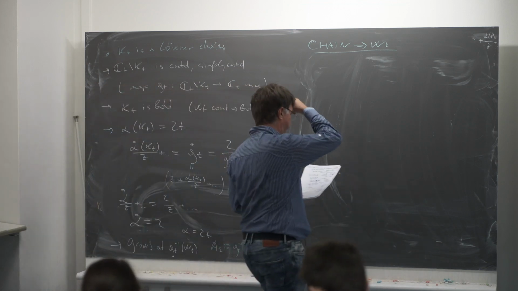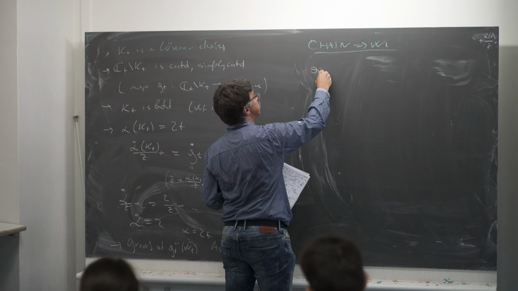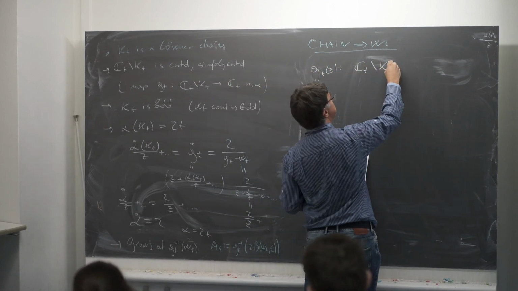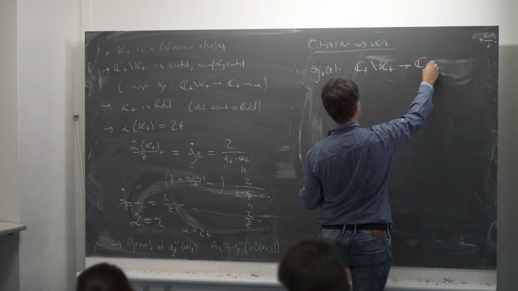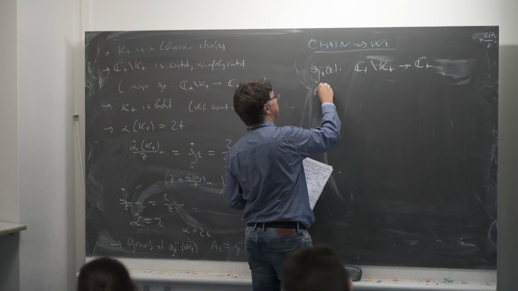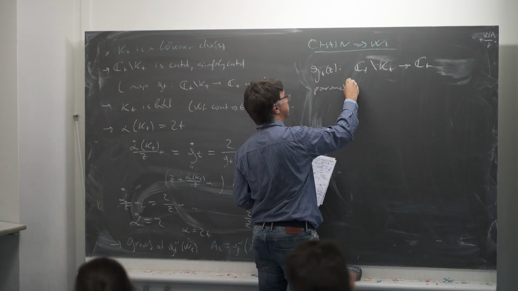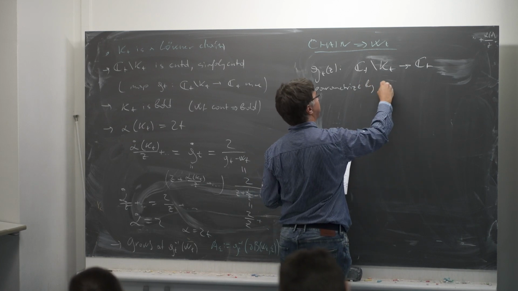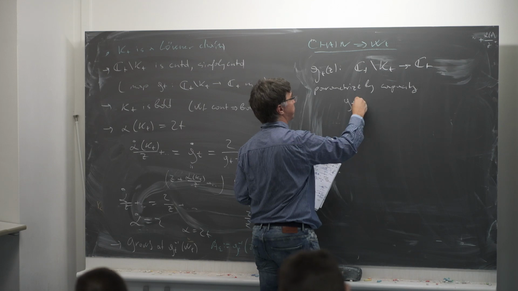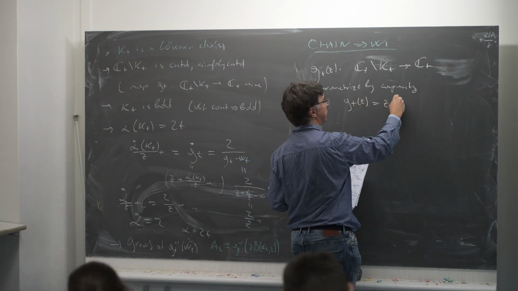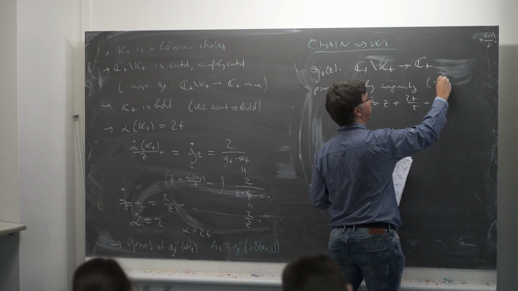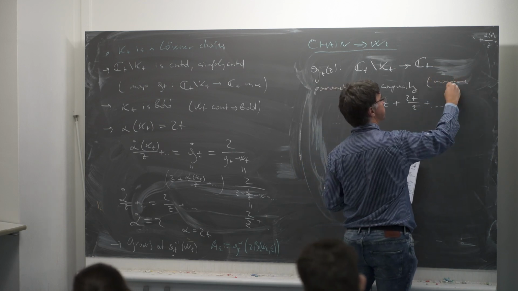So we set gt of z to be z plus minus kt, and we parameterize by capacity. So it means that gt of z is equal to z plus twice t over z plus a small order term. That we can do because it's monotone and continuous.